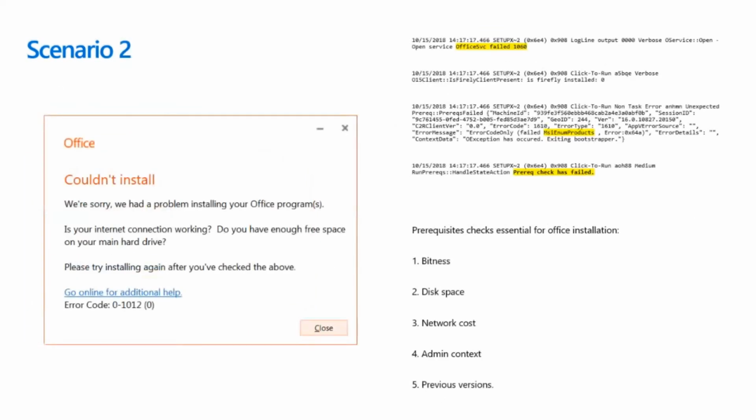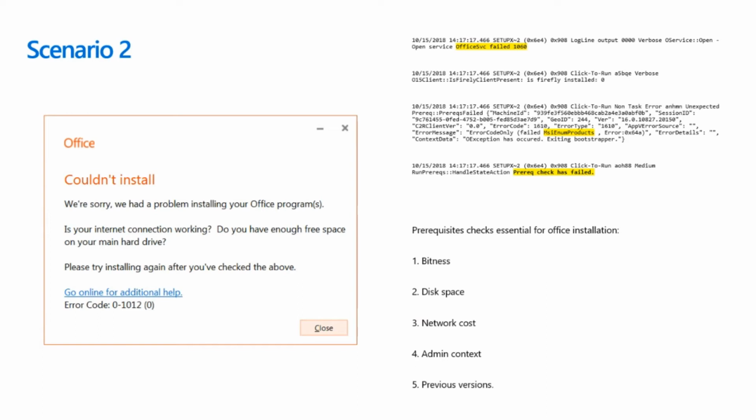Moving on to the next scenario. Again, this screenshot shows that there could be a possible problem with the internet connection, or there could be a possibility that there is not enough space. So in this specific scenario, we checked the ULS Verbose logs, and in the logs, we were able to see that the prerequisite check has failed. So these 5 pointers which are mentioned here in the slide are the prerequisites that we're talking about.